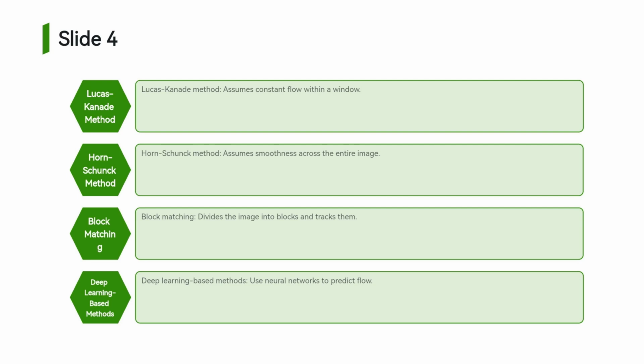Deep learning-based methods. Recently, convolutional neural networks, CNNs, and other deep learning models have been employed to predict optical flow. These methods can learn complex patterns in the data and handle nonlinearities in motion, providing more accurate results for challenging scenarios, such as large motions or complex scenes.